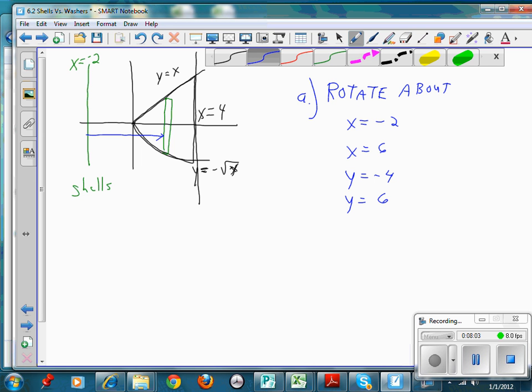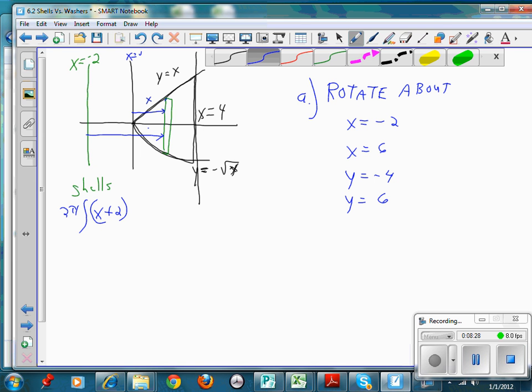What is that radius? Well, that's just x. From here to here is x, right? Because this is x equals 0. So the radius is x minus a minus 2, or x plus 2. So it's 2 pi.